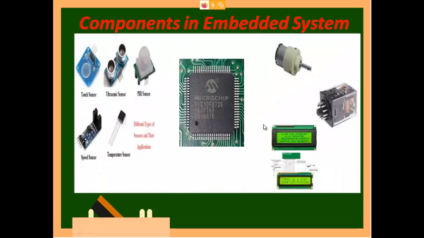Then the components of an embedded system. When you take a controller, first there should be something to get the input, and the input comes from sensors. An embedded system should have input and output. Input is usually from all types of sensors: a touch sensor, which responds when you touch it; an ultrasound sensor for speed and distance measurement; a PIR sensor to identify whether there is any human in that particular area; then a speed sensor and a temperature sensor. All this forms the input side. All of these get the information and feed it inside.